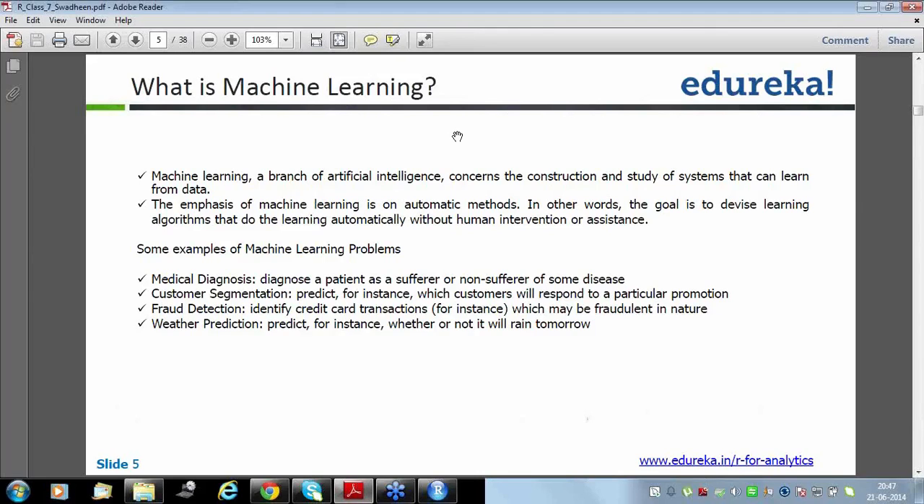What is machine learning? Machine learning is a branch of artificial intelligence concerned with the construction and study of systems that can learn from data itself. So it is something like the designing of the algorithm.